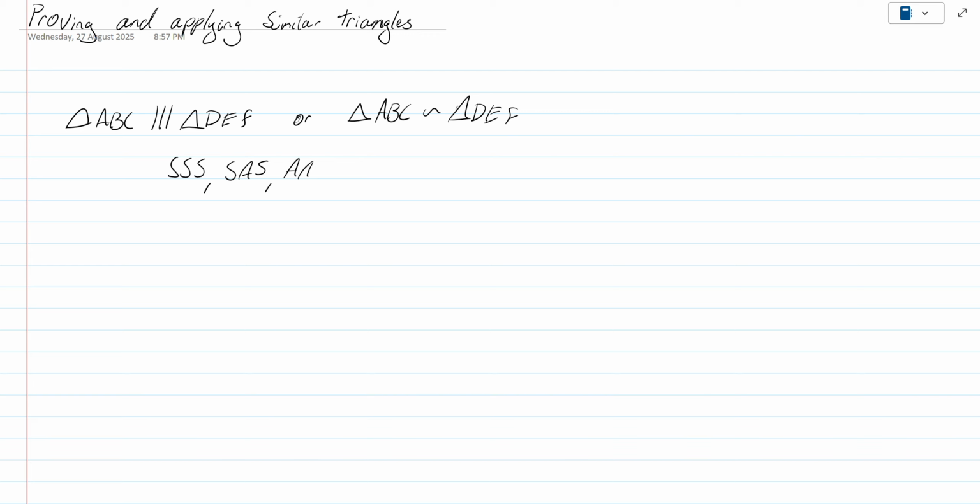For example, something like triangle ABC is similar to triangle DEF, or triangle ABC is approximate to triangle DEF. And then with those, we need to make sure that we have our similarity test abbreviated rule. So side, side, side, side, angle, side, angle, angle, angle, or RHS.